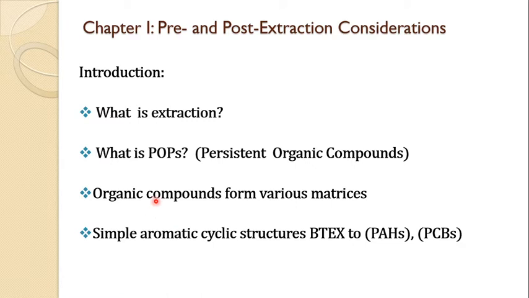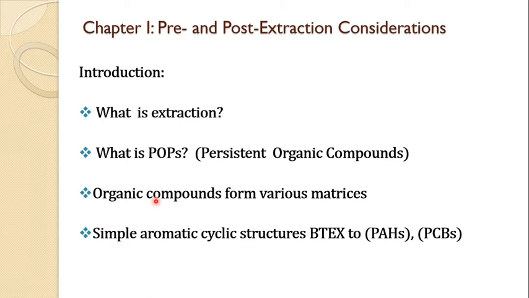So what types of organic compounds are present? It may be the simple aromatic cyclic structure like BTEX. What is meant by BTEX? B stands for benzene, T stands for toluene, E stands for ethyl benzene, and X stands for xylene. These are the simple aromatic cyclic structure compounds we have to extract.